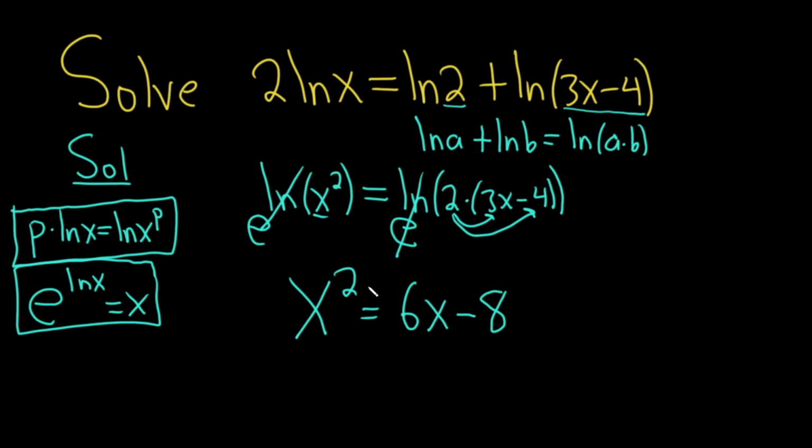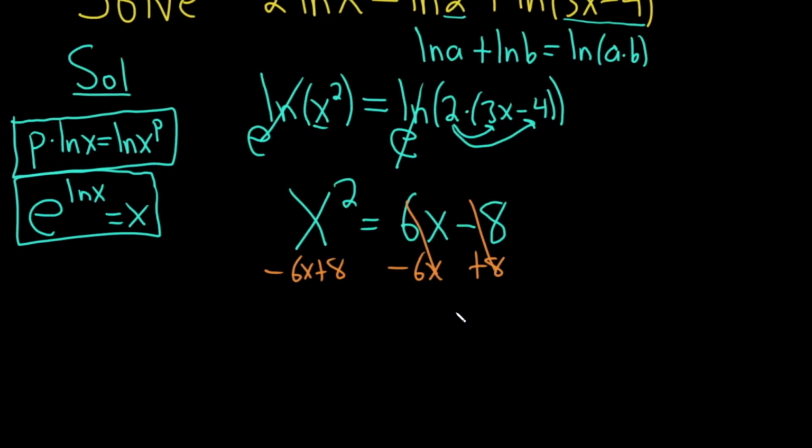Okay, now we have a quadratic equation. Whenever we have a quadratic equation and we're trying to solve it, as a general rule, you always want to set it equal to 0 and attempt to solve it. So we'll subtract 6x and add 8 to both sides. Just like that. Boom, boom. So we end up with x squared minus 6x plus 8, and that's equal to the number 0.